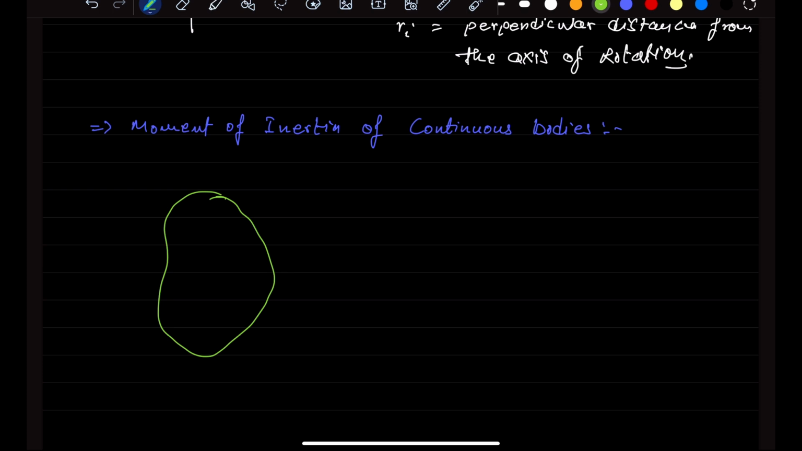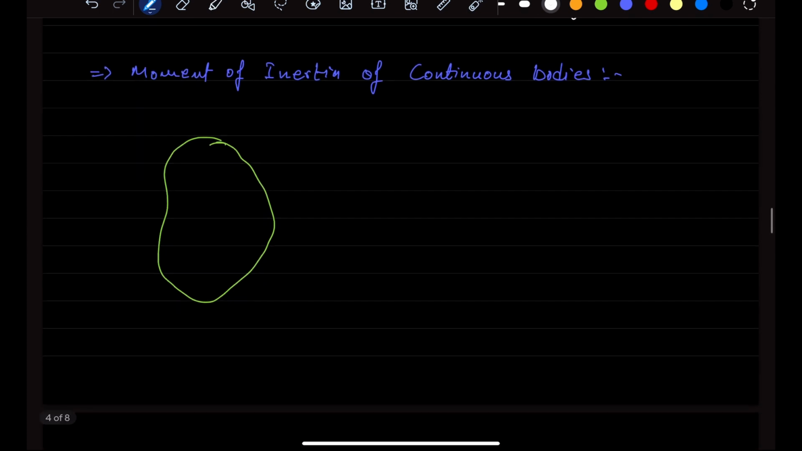I'm just going to define the formula. I'm not going to calculate the final result for this shape, because it will be very difficult to calculate for this shape. So that's why I'm just going to define how we are going to calculate it, not the final answer for this shape. Okay, let's assume that this is the axis of rotation.